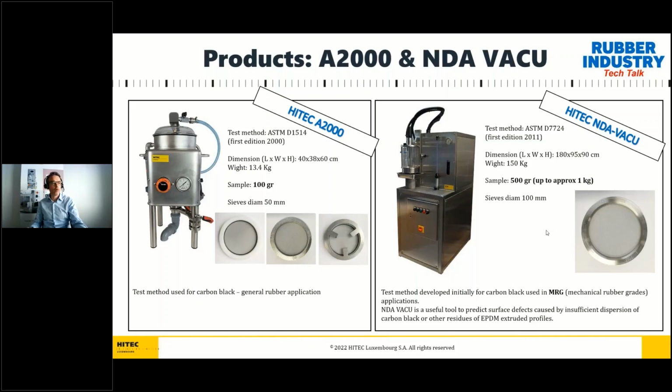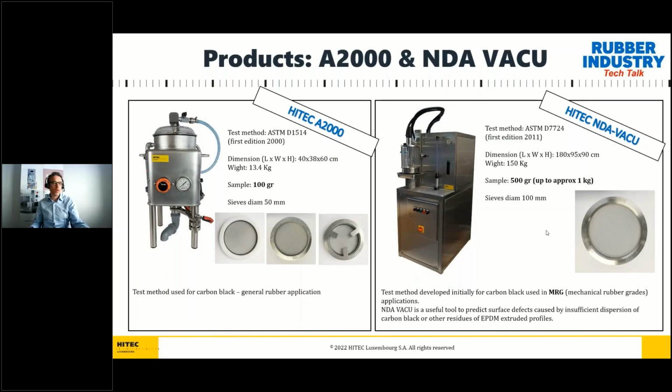And the NDA vacuum is a useful tool to predict surface defects caused by insufficient dispersion of carbon black in an EPDM extruded profile. So the mechanical rubber goods industry is likely adopting the vacuum, while the general rubber application is likely adopting the A2000.